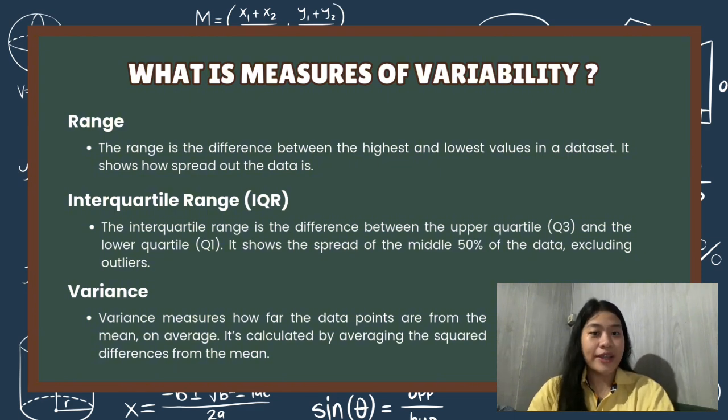Third is variance. Variance helps us see how far data points are from the mean or average. It's calculated by averaging the squared differences from the mean. A higher variance means more spread in the data, while lower variance means the values are closer to the mean.